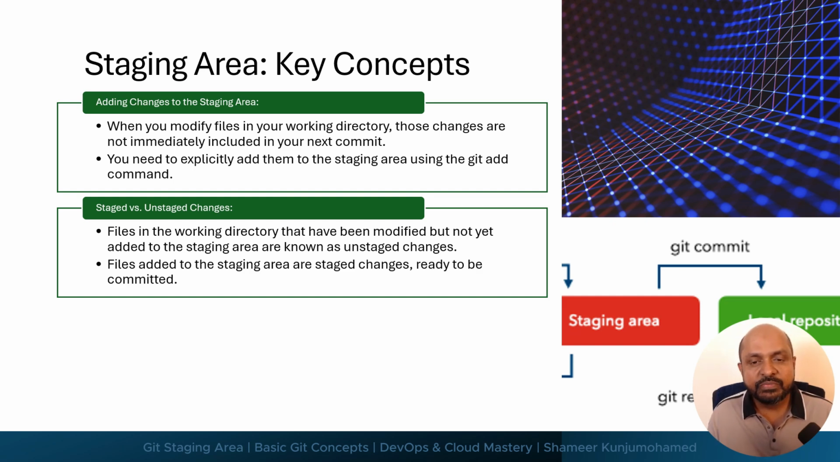Unstaged changes are those modifications that have already been made in the working directory, but have not yet been added to the staging area. This could be new files, modifications, or deletions that are pending a decision on whether they should be committed in the next go. On the other hand, staged changes are those that have already been added to the staging area and are ready to be committed in the next go. This distinction between staged changes and unstaged changes is key in managing your workflow and ensuring that only the desired changes are committed to your repository.